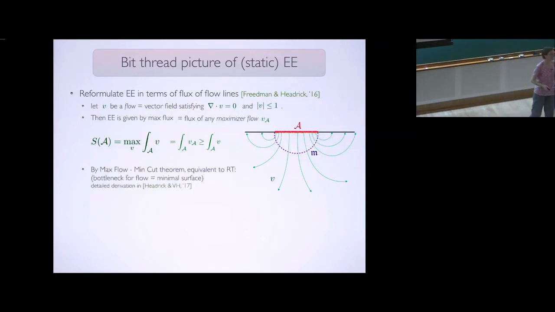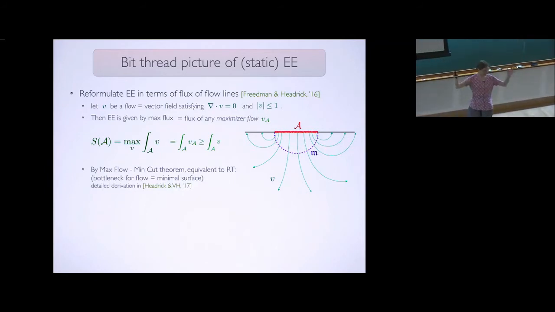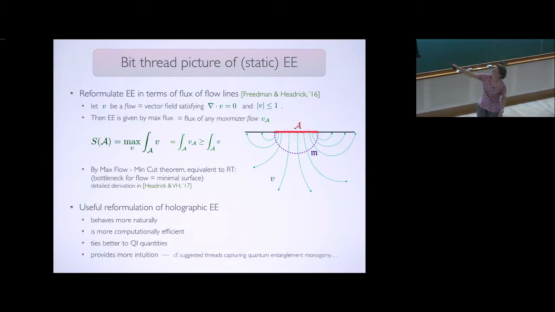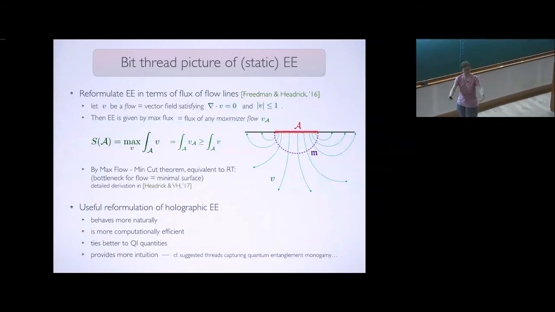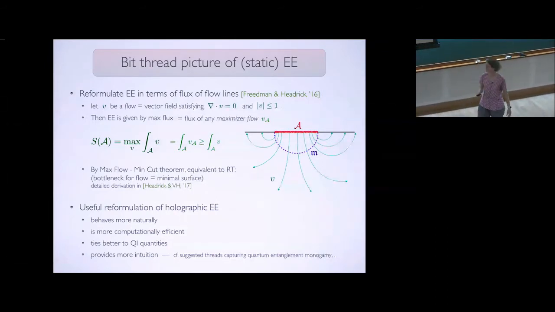And so you can very easily see that this is equivalent to the RT prescription, because for the bottleneck of the flow, you fit as many threads as you can emerging from this region. The bottleneck is the thing that's most constraining, and then the number of these quarter Planck size threads going through that counts precisely the area of this minimal surface. But we have shown this using the toolkit of Lagrangian duality and convex relaxation last year with Matt. Okay. They have already formulated that, explained that in the original work. So this bit thread picture is a very nice reformulation of the holographic entanglement entropy prescription. And in many regards, it behaves much more naturally.